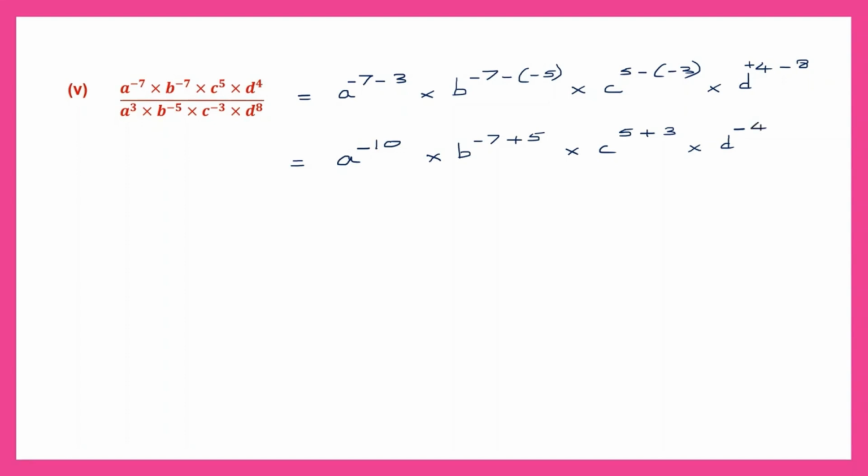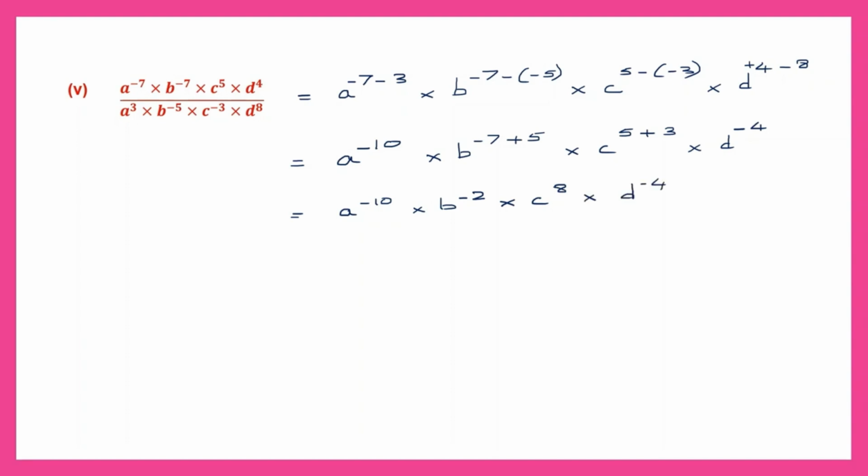So now let's simplify everything. A to the power of minus 10 will remain as it is into b to the power of, now here let's simplify this. Signs are different. So we put the sign of the bigger number and we subtract. So that is minus 7 minus 5 is 2 into c to the power of, here it is addition, 5 plus 3 is 8 into d to the power of minus 4.